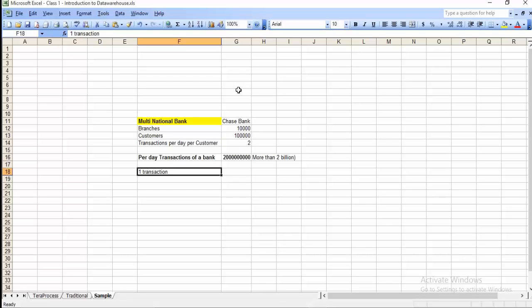Let's assume you perform one transaction, such as transferring funds to your friend's account. What happens generally? Multiple records are affected in the actual database. The money will be deducted from your account, so the balance amount is reduced. That means the record related to your balance is updated.